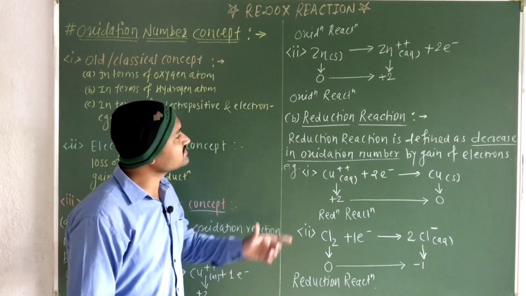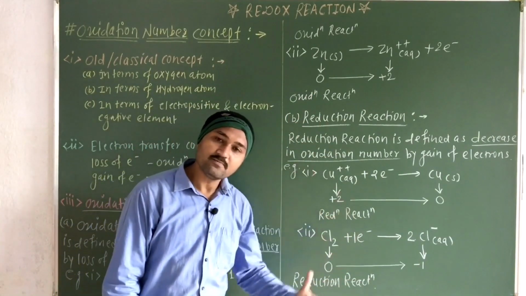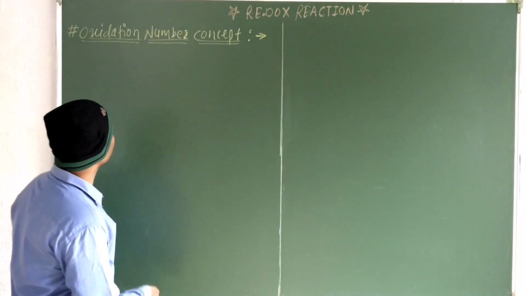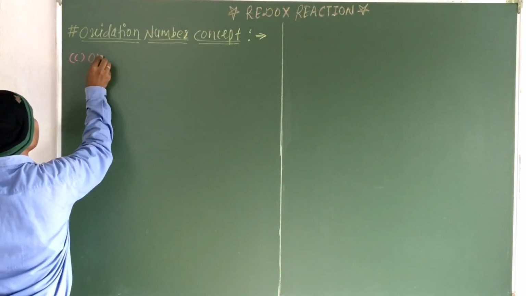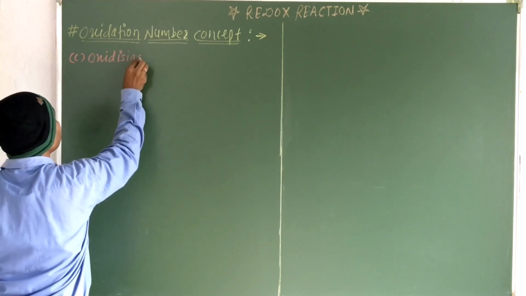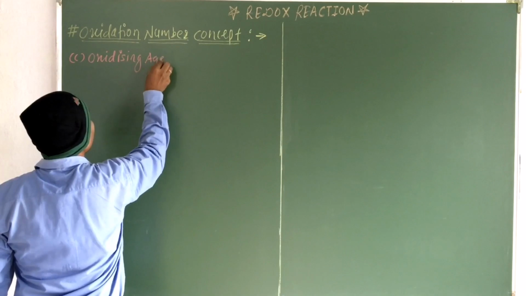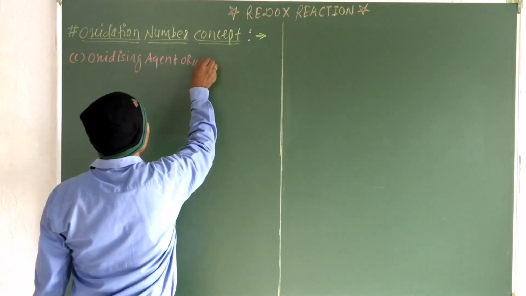So this is a very simple example by which we can define the oxidation process and the reduction. The next term, that is very simple, oxidizing agent, or we call it an oxidant.